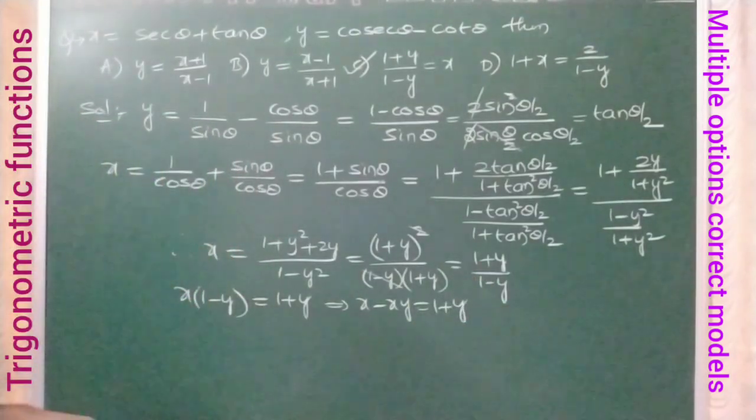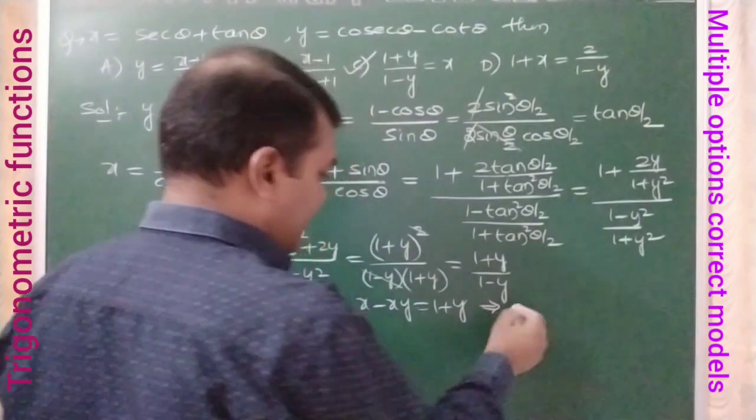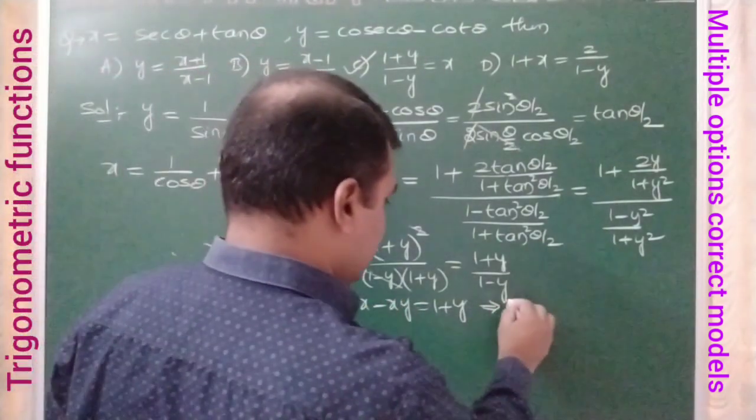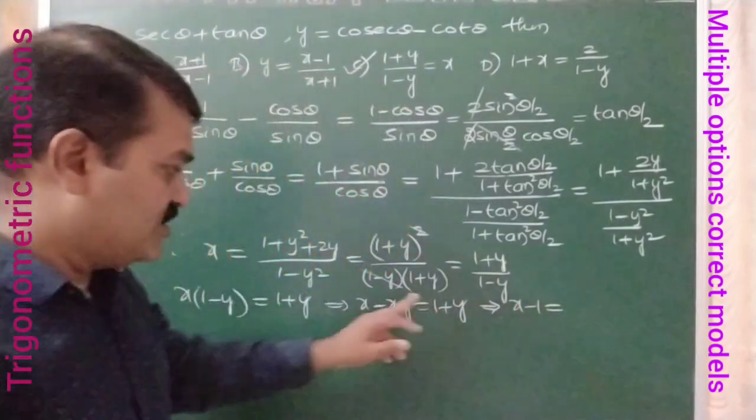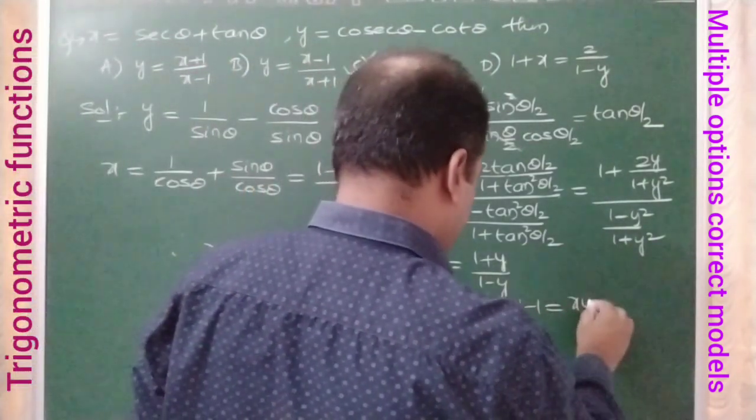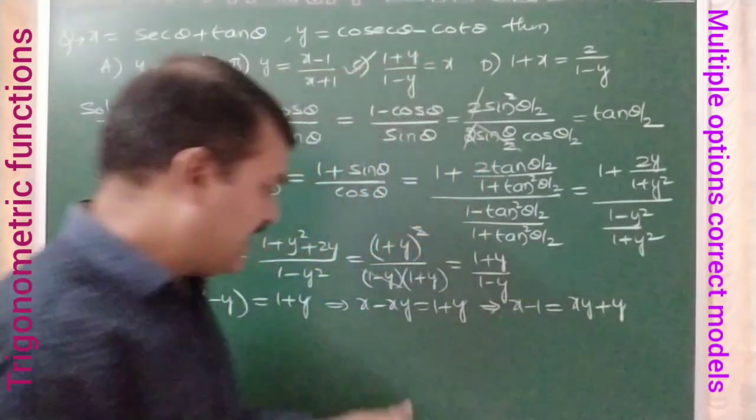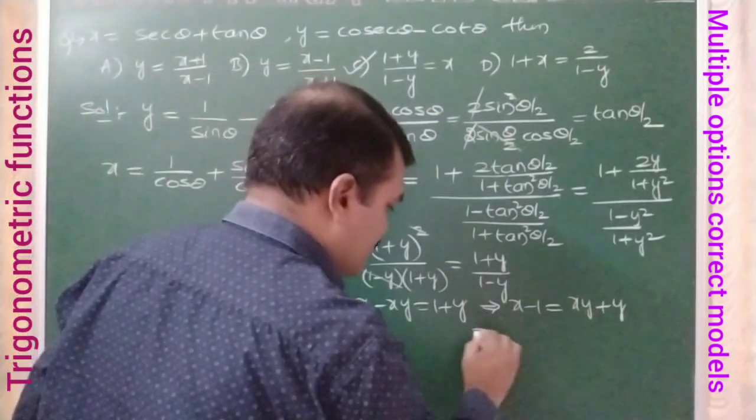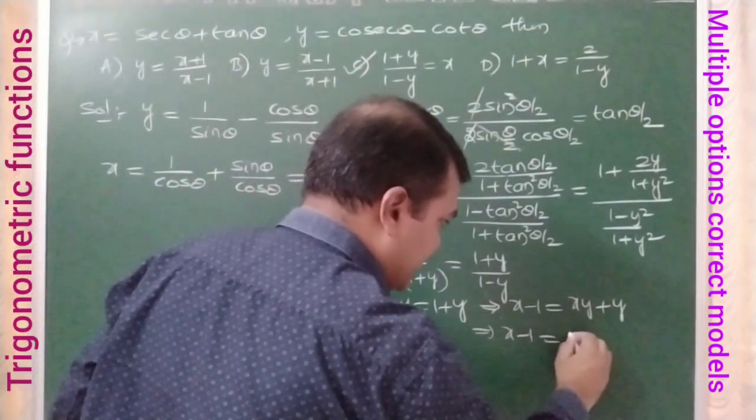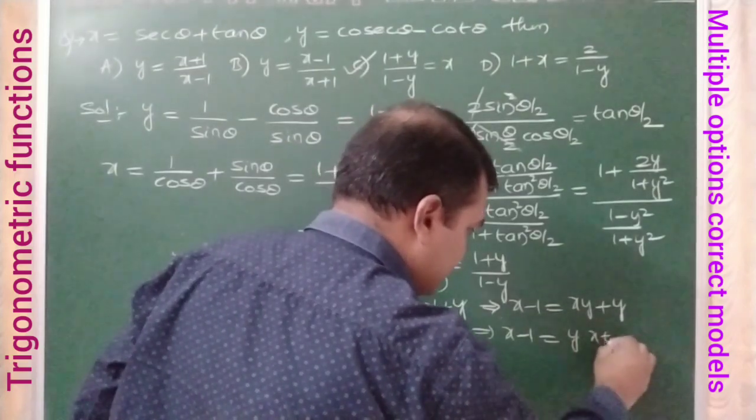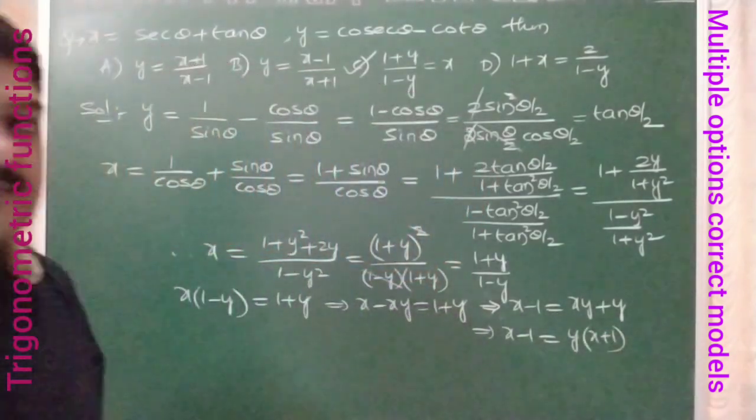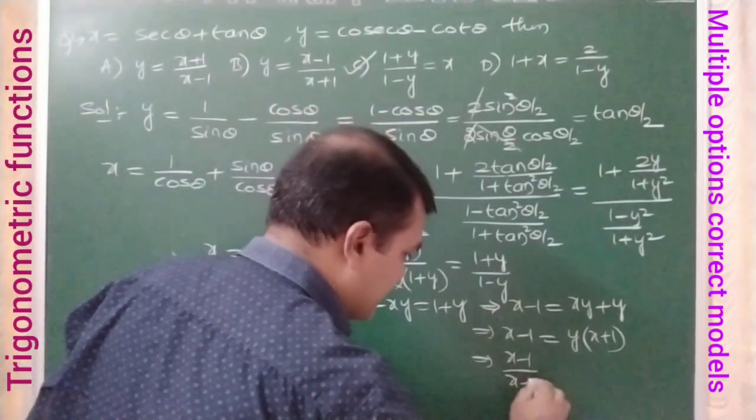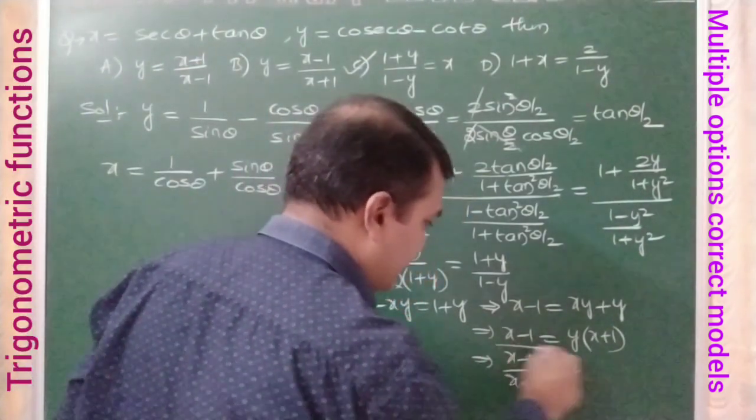So x minus xy is equal to 1 plus y. We want the y value from that. So let me shift x terms and constants to one side, y terms to one side. I can write this as x minus 1 is equal to xy plus y. The minus xy is shifted to the right side, 1 is shifted to the left side. So x minus 1 is equal to y common, x plus 1. So what is y from that? x minus 1 by x plus 1 is equal to y.